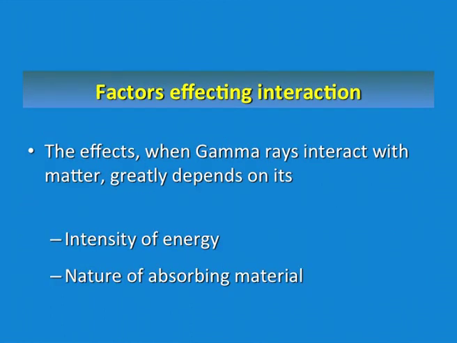Now, what are the factors that are affecting the interaction? The factors that affect when gamma ray interacts with matter greatly depend on the intensity of incident energy and nature of the absorbing material. When a gamma ray photon is incident on matter and the energy of the photon is lost in one interaction with the matter, the resulting effect is called the photoelectric effect.